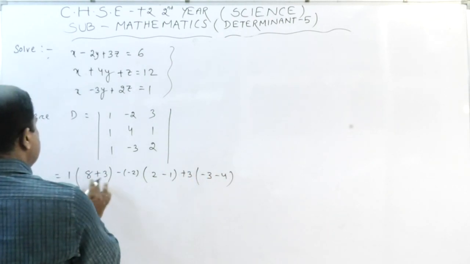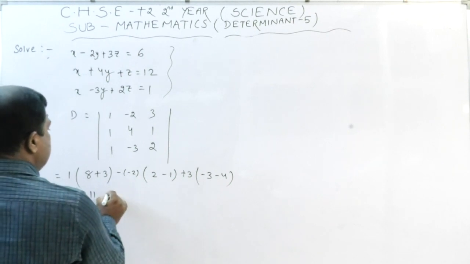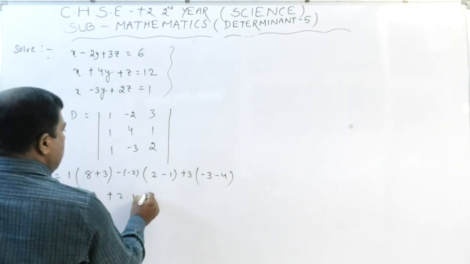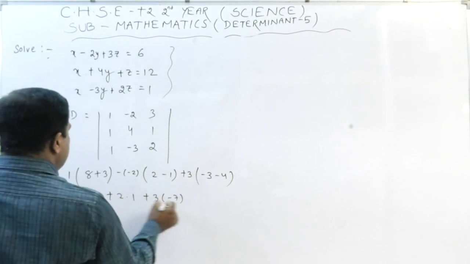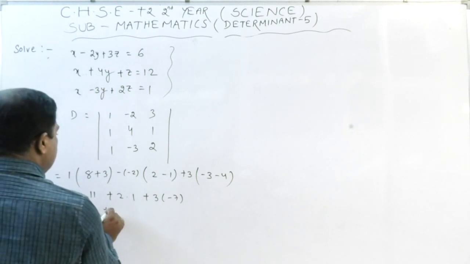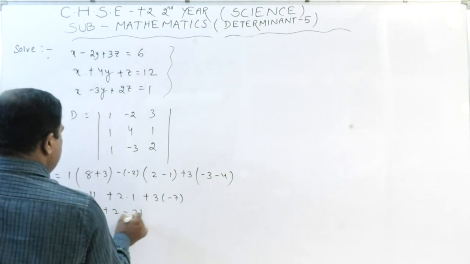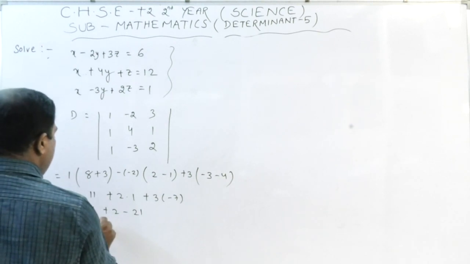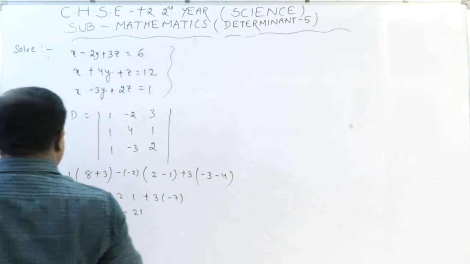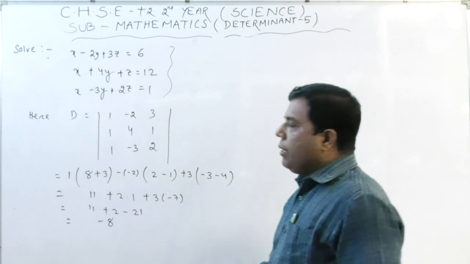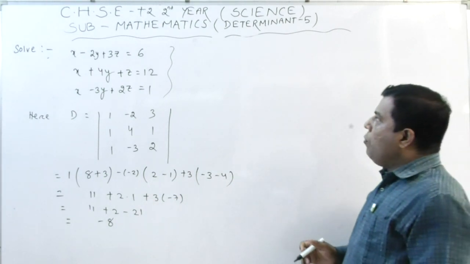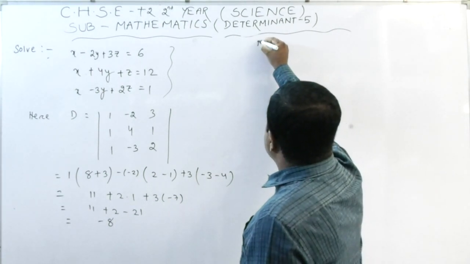Okay, so you can see it is 11, and it is 2 times 1, and it is 3 times minus 7. So it is 11 plus 2 minus 21. So it is 13 minus 21. So it is minus 8. Okay, dear student, so we are able to get the value of D. Now we will move to get our Dx.